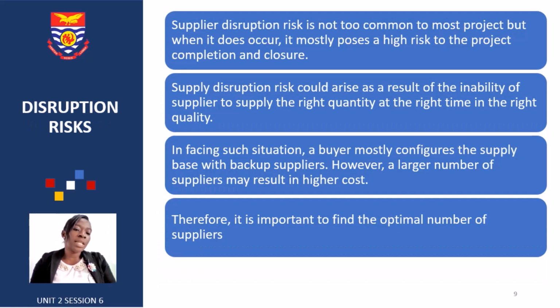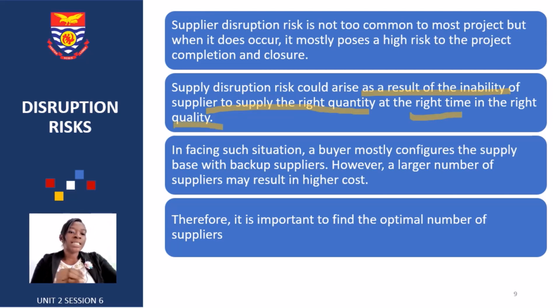And there's also what we call the disruption risk. Supply disruption risk is not too common in most projects, but it can occur. So this mostly poses a high risk to the project completion and closure. So what then is supply disruption risk? It could arise as a result of the inability of the supplier to supply the right quantity at the right time in the right quality.